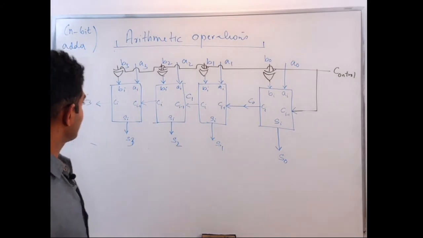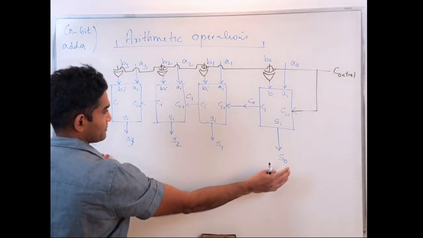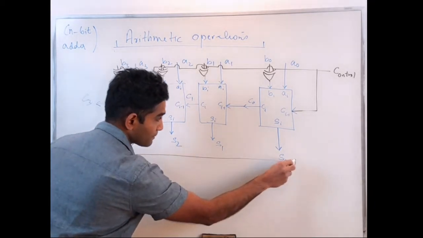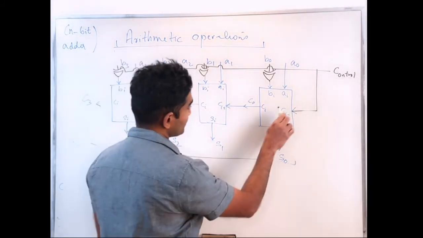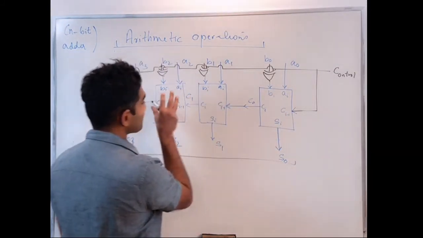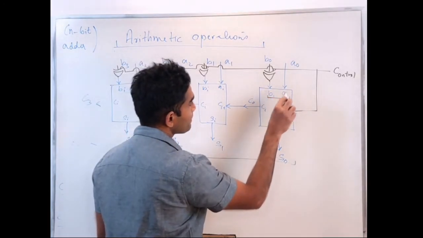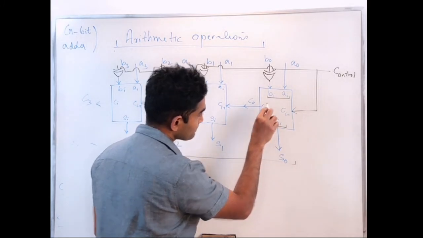Does it make sense? As soon as I apply my inputs, I'll get some answer, right? Some values on my answer. And it turns out that no, it's not the right answer. Why? Because if I notice at each module what is happening, I'm taking these inputs, I'm computing my sum, I'm computing my carry out. Okay?